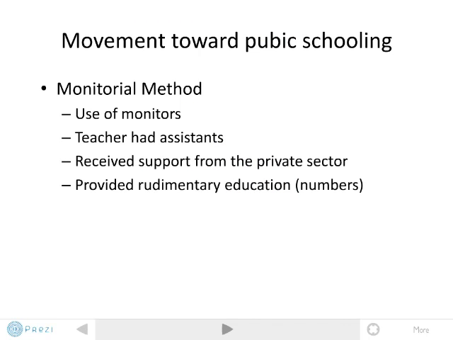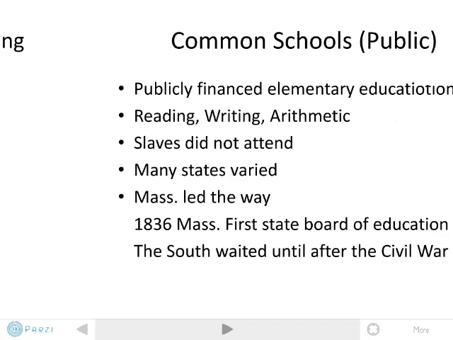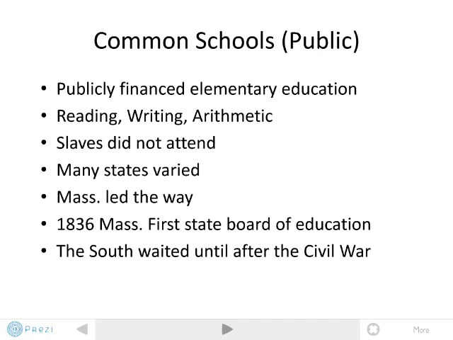Now, the movement towards public schooling wasn't Jefferson waving a magic wand. The monitorial method really took place in New York. It received support from the private sector. Teachers had assistants, use of monitors, provided room area education, really based on numbers. New York really wanted to do that because they were having to fill these factory jobs and they couldn't get people to count. So they started doing a lot of that monitorial.